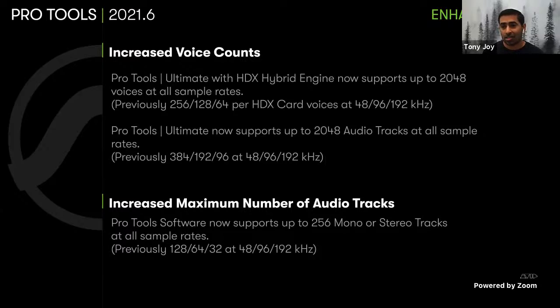And with a non-HDX system, you still get up to 2048 audio tracks at all sample rates, which is a huge leap from where it was before. On the same token, for Pro Tools software, now you can have up to 256 mono or stereo tracks. So essentially you get double, and keep in mind that across the whole sample rates changes the whole paradigm. You can run a 96 kilohertz session and have the same number of track counts. Native with Core Audio also gets, I keep saying 20,000, 2048 with Pro Tools Ultimate.